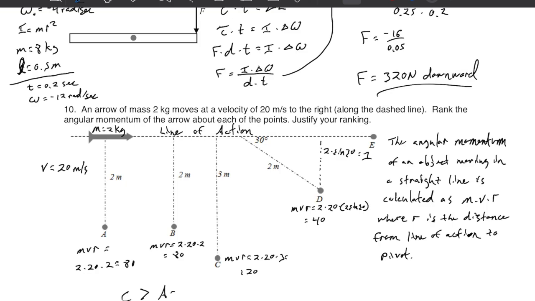So C is our largest value. A and B are equal to each other. D is our smallest non-zero. And then E up there, that's our 0. Can't forget it. So we need to put E on the very back end, because it's essentially 0 sitting there. It is 0.